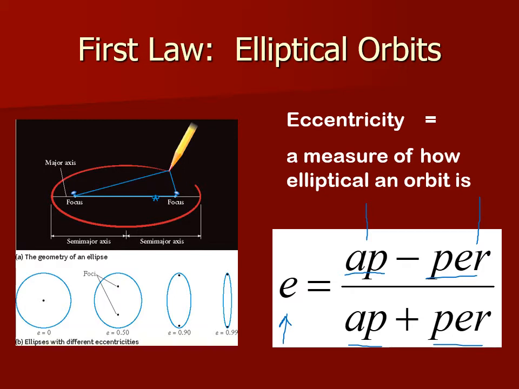If aphelion equals perihelion, then the numerator is 0. You divide 0 by anything, that's 0. So an eccentricity of 0 means a perfectly round orbit. And as the orbit gets more and more elliptical, the eccentricity gets bigger and bigger. You can see this diagram on page 85 of your textbook. So let's do an example here.